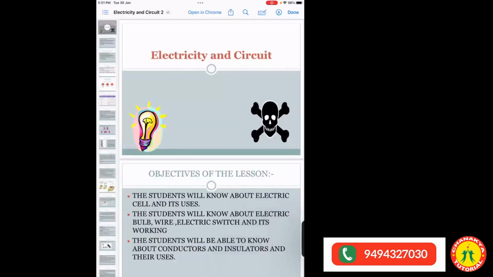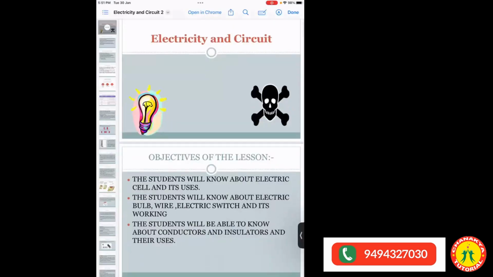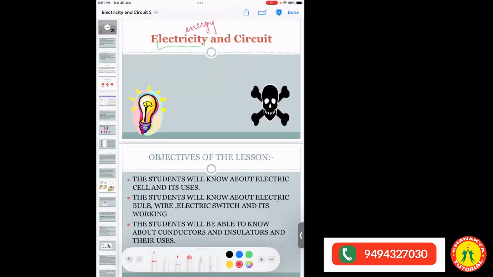Today we are going to discuss the chapter electricity and circuit. So basically, we know what electricity is. Electricity is a form of energy, right? We have different forms of energy, and electricity is one of them. What happens if electricity is not there? We will not be able to use electrical appliances, right? The tube lights, the bulb, the geyser, the sandwich maker, the toaster, all those important day-to-day appliances will not work. So it is important.